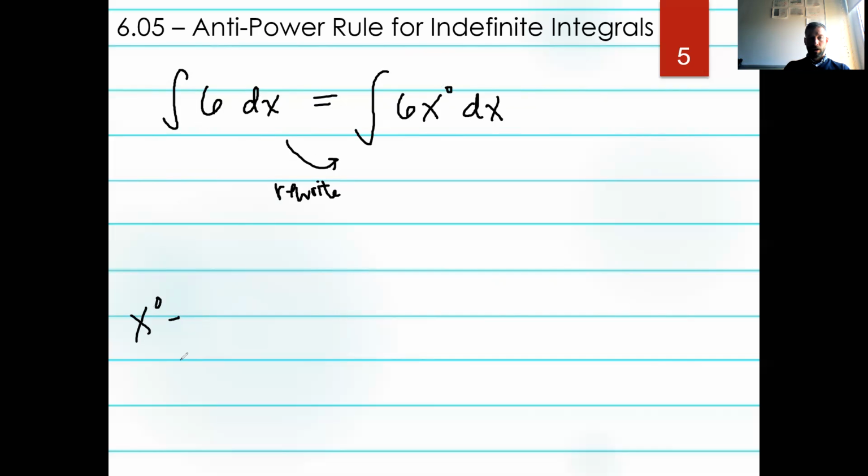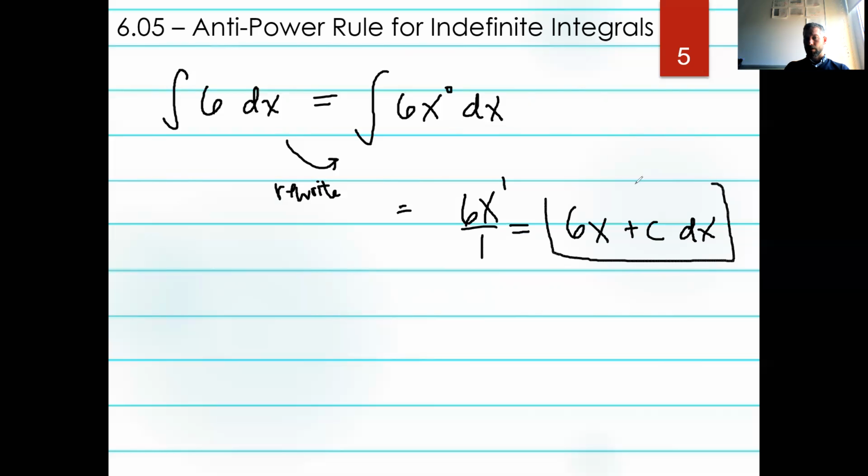Now that I have this, let's do our anti-power rule. We're going to add 1 to that exponent. Well, adding 1 to that gives me an exponent of 1. So I keep the 6 on there. And then I'm going to divide by whatever that new exponent is, which is 1. So I get 6x to the first over 1, which is equal to 6x. And I'm going to remember to put the plus c dx in there. So if I take the derivative of 6x, we just get regular 6. We take the derivative of a constant, we get 0. That's why that's not there. This is my final answer.